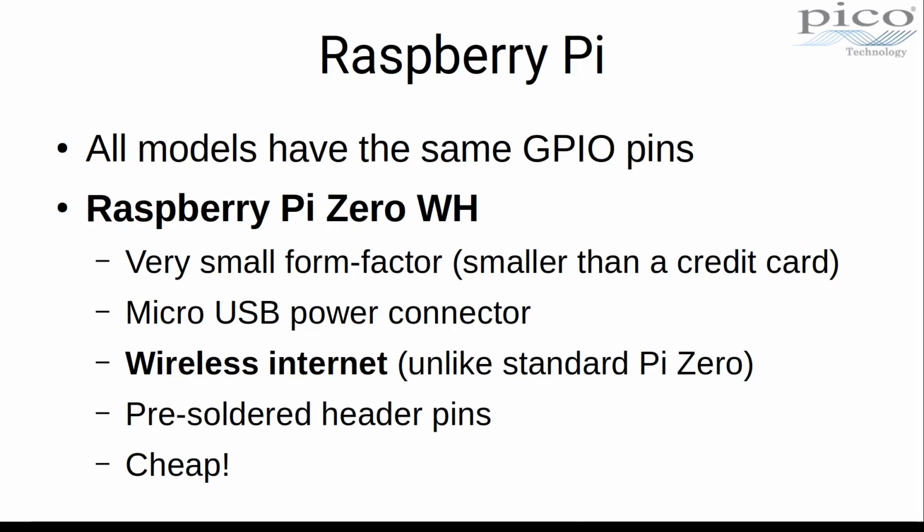The Raspberry Pi that I'll be using for this is the Raspberry Pi 0WH. The 0WH has a very small form factor, being smaller than a credit card. It's powered by a micro USB power connector similar to a phone. It supports wireless internet, unlike the standard Pi Zero, and it has pre-soldered header pins. It's also incredibly cheap to get hold of one of these, costing less than £15 per unit.